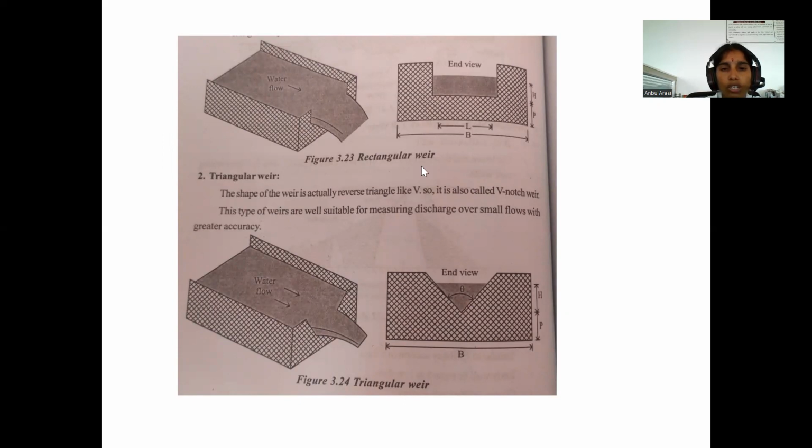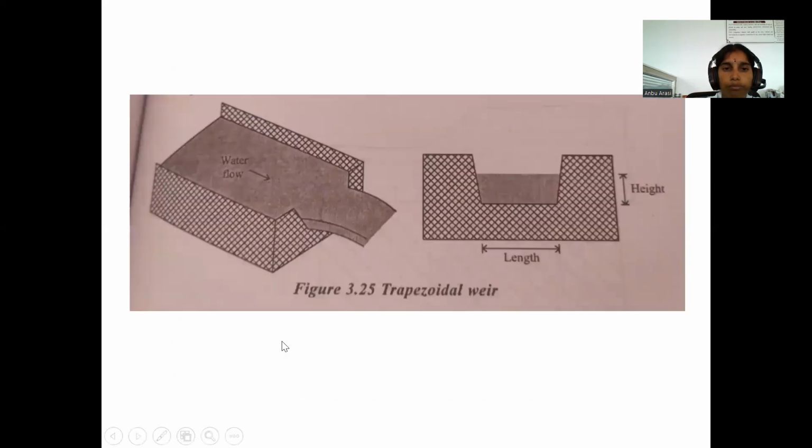This is the cross section of a rectangular weir, and this one is the cross section of a triangular weir. This is in triangular shape. This is the cross section of a trapezoidal weir. This is the cross section of trapezoidal shape. This is the height. This is the length.